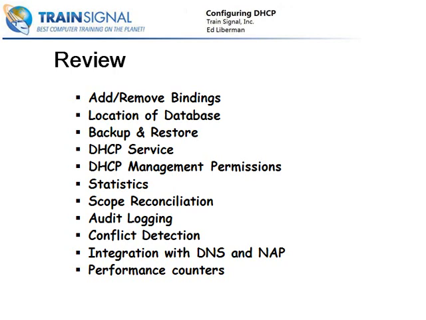We took a look at some of the statistics that are available on both a basic level and then also on a performance counter level. Saw how to reconcile our scopes if we get inconsistencies between the registry and the database itself. Saw how to create audit logs. Talked about conflict detection, which is generally not necessary, but if so, we'll take a look at how to do it. And we saw that DHCP could be integrated with DNS and with NAP.